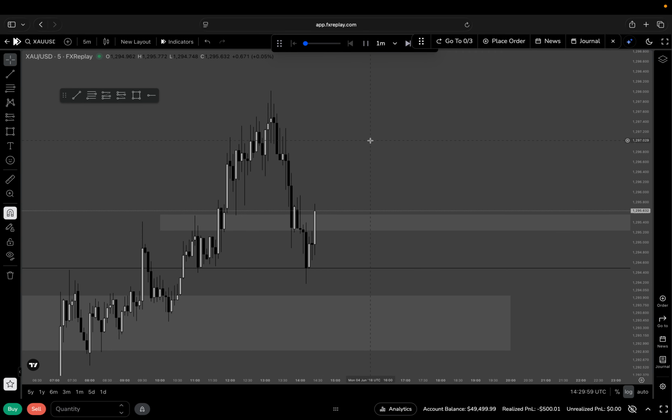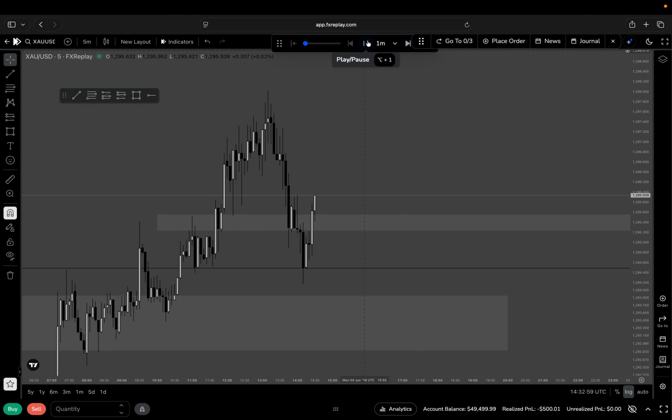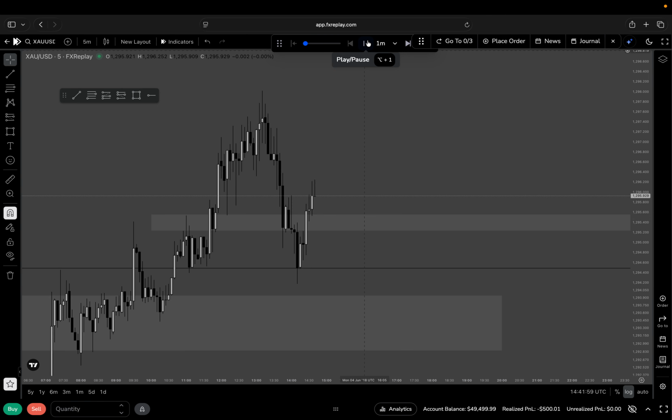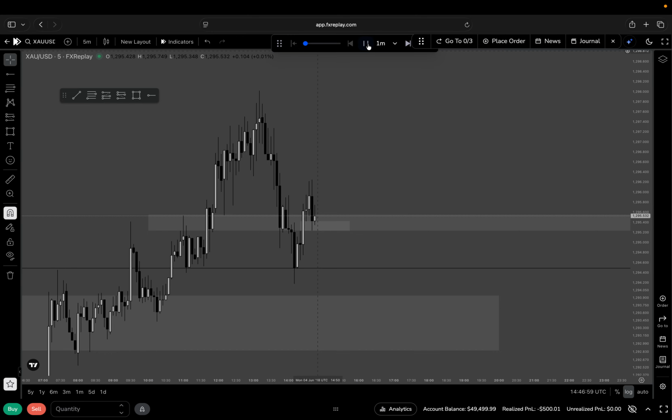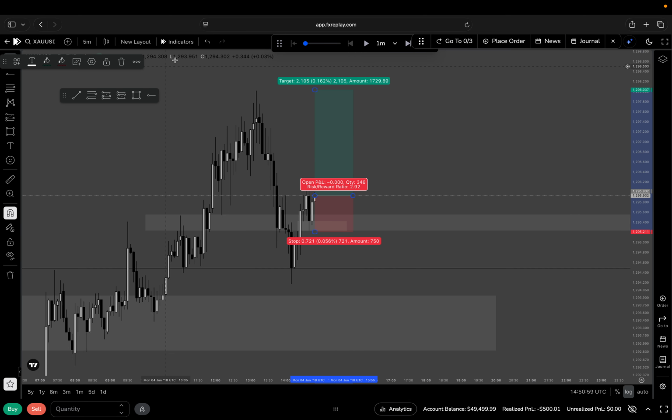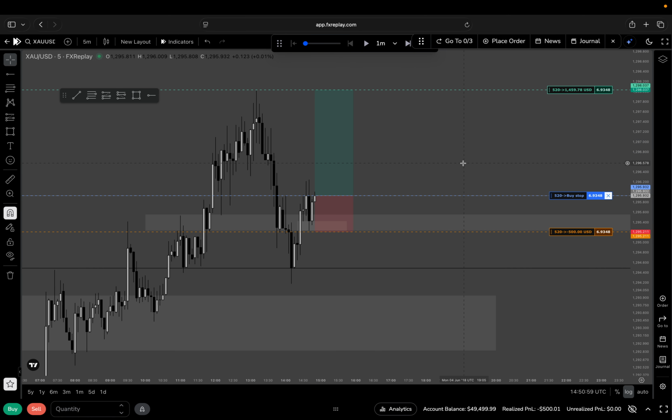Okay, nice retracement. See how we do at this fair value gap here. Okay, we do have this 5-minute gap here. Okay, I'm happy to take that. I'm happy to take this. Targeting previous highs. Let's see how we go.